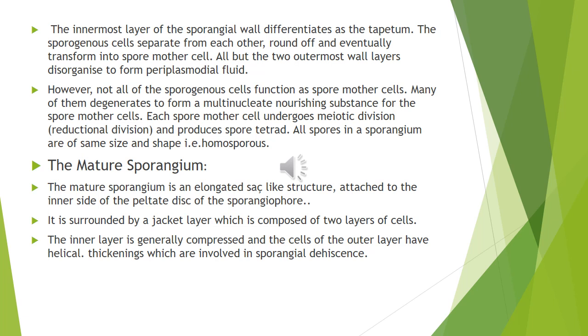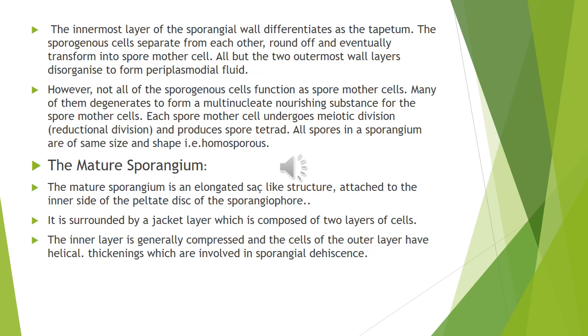Each spore mother cell undergoes meiotic division, which is a reductional division, and produces a spore tetrad. All spores in the sporangium are of the same size and shape, that is, homosporous. Now we will see the structure of the mature sporangium. The mature sporangium is an elongated sac-like structure attached to the inner side of the peltate disc of the sporangiophore. It is surrounded by a jacket layer composed of two layers of cells.